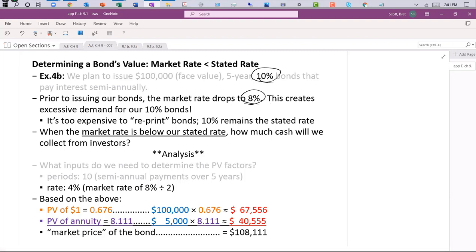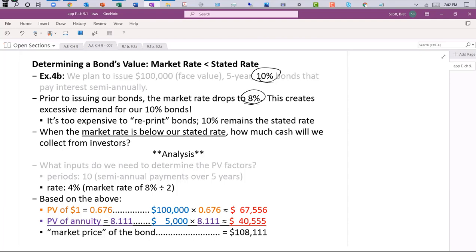So if we issue these bonds and we promise to pay 10%, even though they're fine with 8%, what can we do on our side and in the market to make sure everything is fair? Because ultimately, we don't want to be paying more than what the market actually wants. We want to pay essentially what the market is demanding, 8%. So how do we do this?